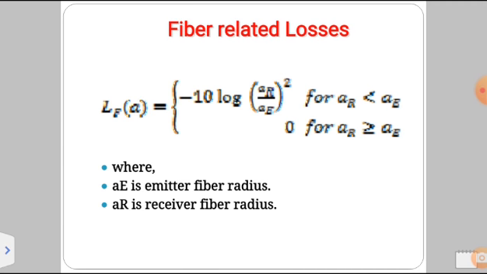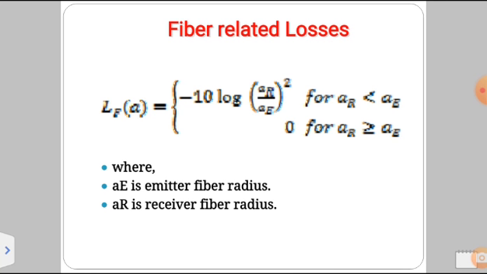So some mathematical expressions are given here, you can see this. L is nothing but the loss due to this particular fiber joint, and F is the fiber, which is a function of A. A is the radius of the fiber. So that is expressed like this: minus 10 log of (AR by AE) squared. The condition is that for AR less than AE, meaning that the receiving end of the fiber is less than the emitting end of the fiber, the loss is equal to minus 10 log of (AR by AE) squared.